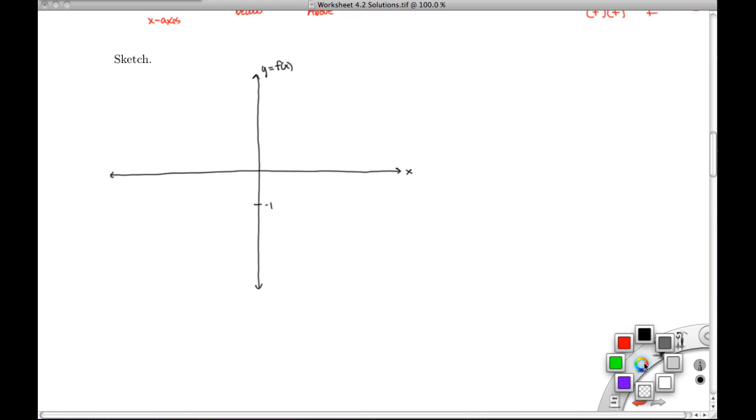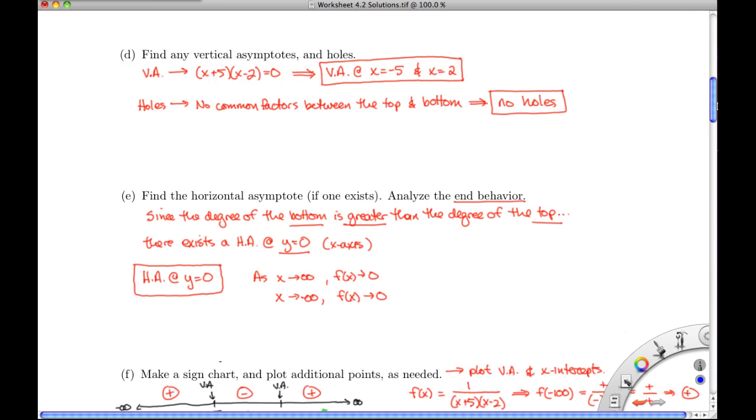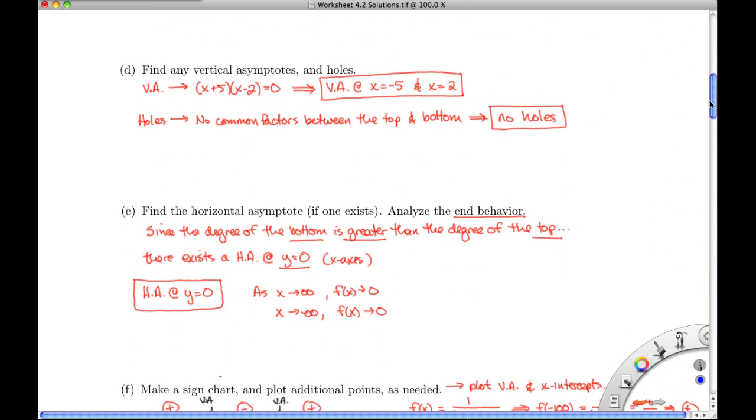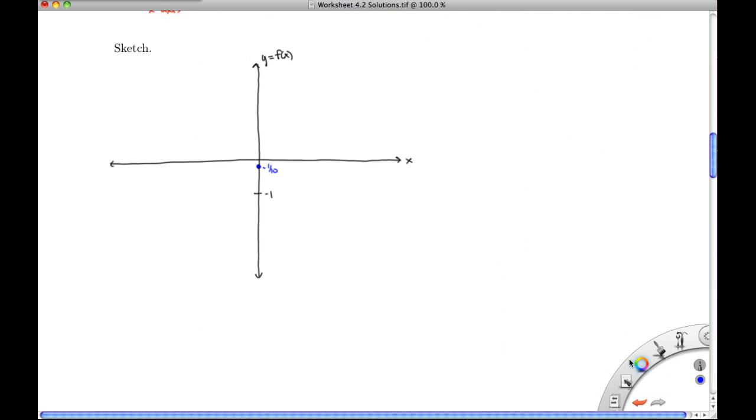So we could plot our y-intercept right here. We'll just assume that's -1/10. It's going to be close, but that'll do. Okay, so we've got a y-intercept. That's one point. We could also go ahead and plot our vertical asymptotes at -5 and 2. So let's go ahead and mark those down. We're going to have one over here at -5 and then one here at positive 2. We could mark them with dotted lines so we know what's going on here, that they're going to be these force fields that we can't cross.